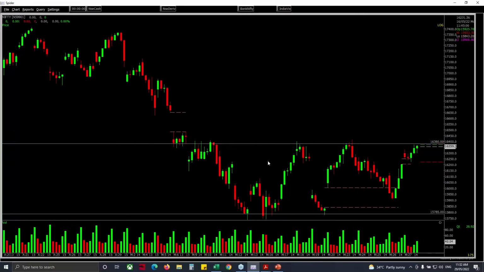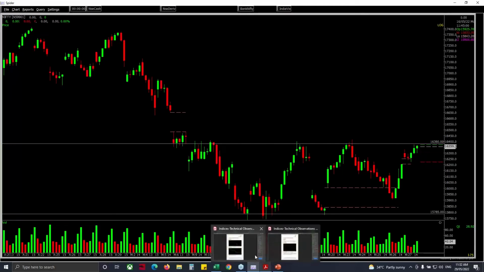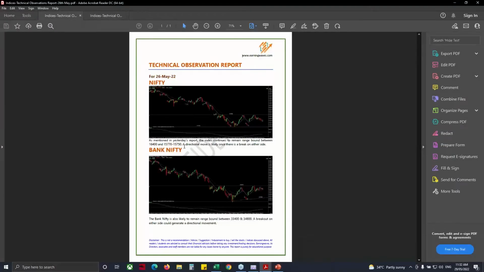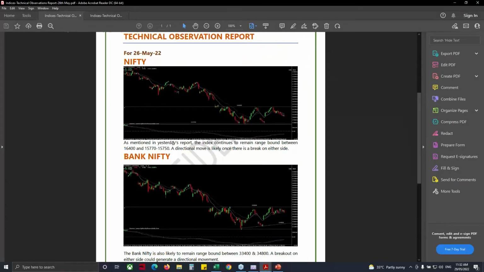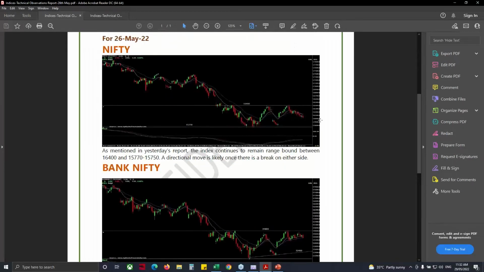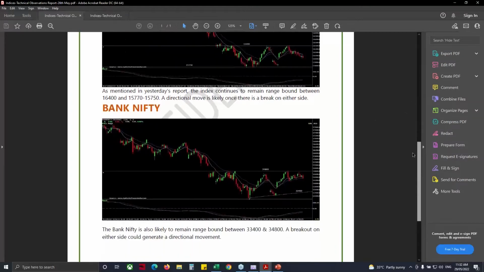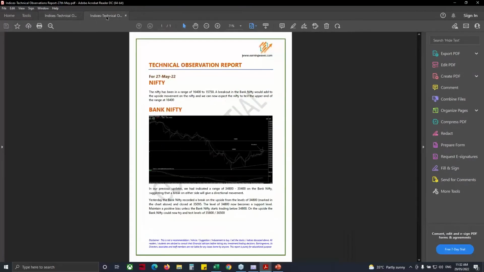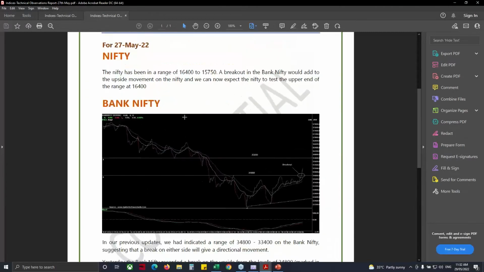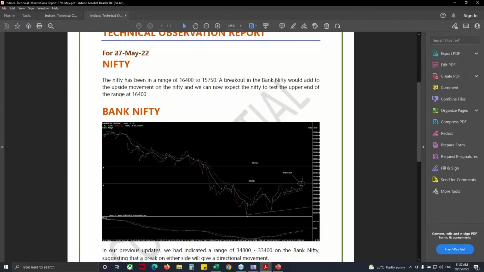Now, we share with our subscribers our indices daily reviews. Let me share that with you. On 26th May, we had clearly said that the index is range bound. Only a directional move can be expected beyond 16,400 or 15,750. Similarly, on Bank Nifty, we had said that till the range is broken, we do not expect anything further. Now, Nifty was within the range on 26th.